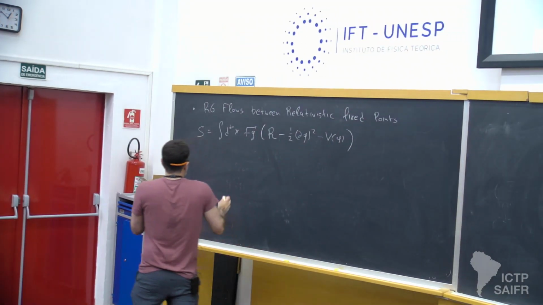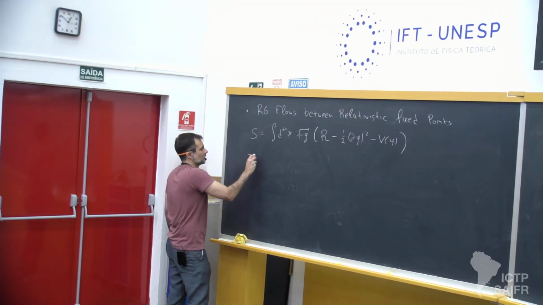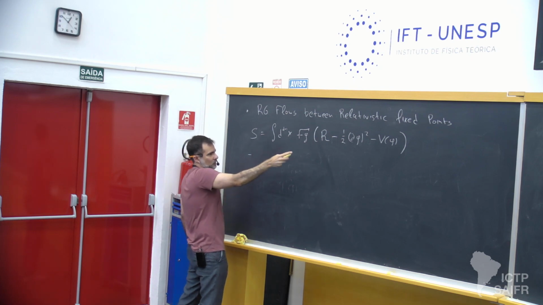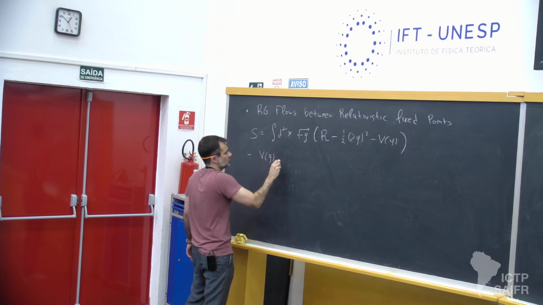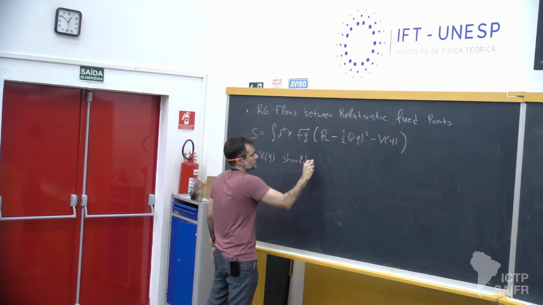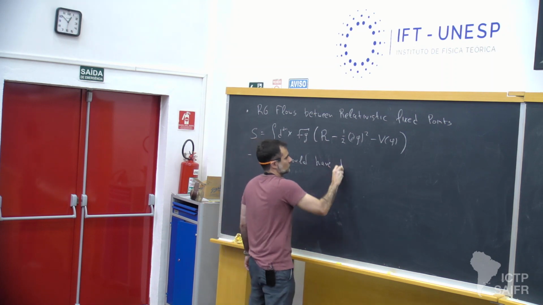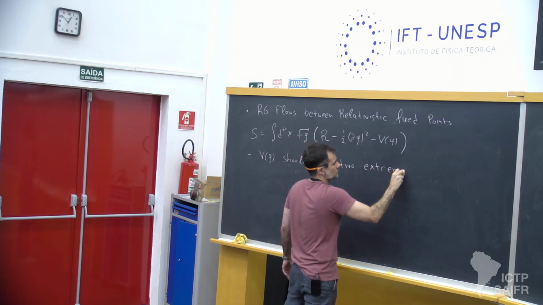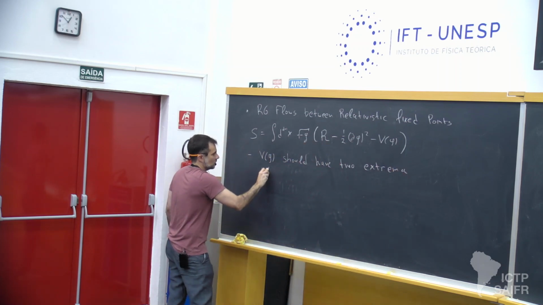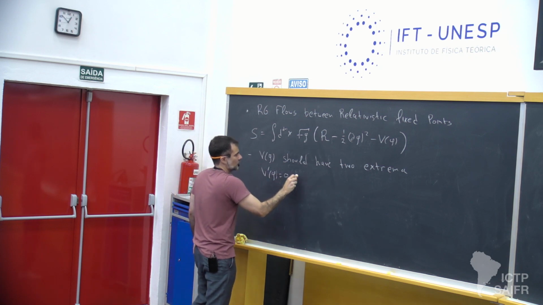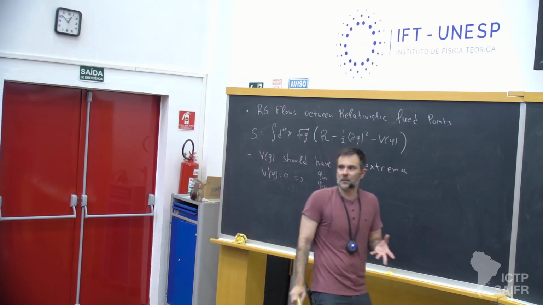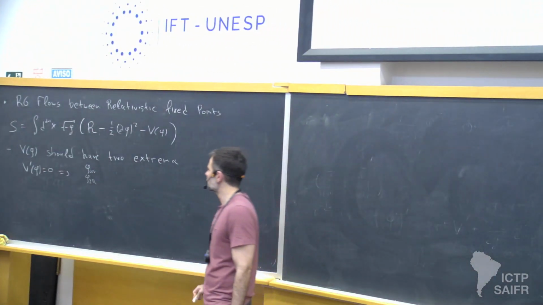So to have two fixed points, there are some requirements. The existence of two fixed points is telling you that V of phi should have two extrema. So there should be two solutions to V prime of phi equals 0. Let's call them phi UV and phi IR. These should be constant values of phi that extremize V. Two different values, two different extrema.